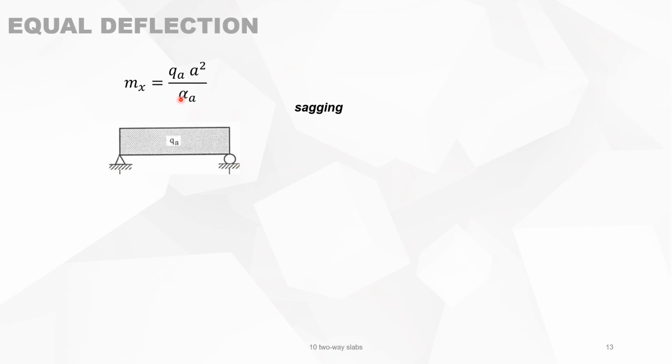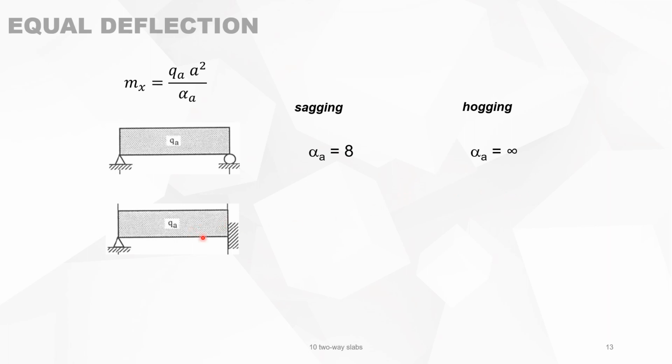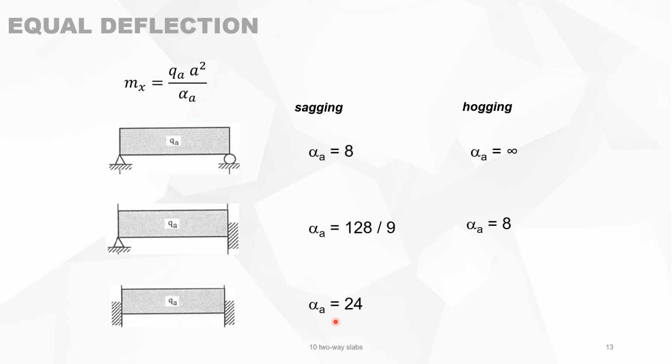Simply supported, of course, for the sagging bending moment, alpha A is 8. For the hogging bending moment, which is 0, alpha A is in fact infinity. Clamped and simply supported, alpha A is 128 divided by 9 for sagging, and for the hogging bending moment, it's of course 8. And when it's clamped on both sides, for the sagging bending moment alpha A is 24, and for the hogging bending moment it is 12. Now we have all the tools to calculate very quickly and very easily all the bending moments and the load transfer.